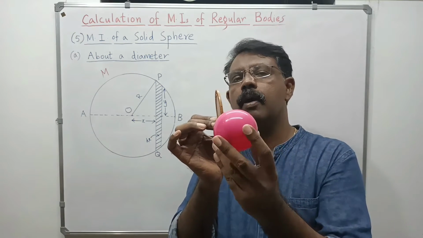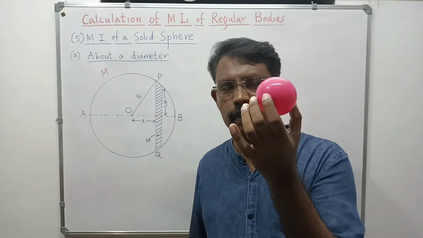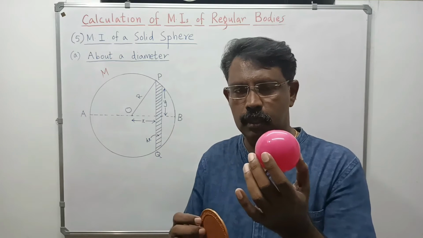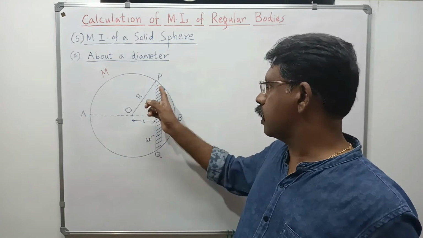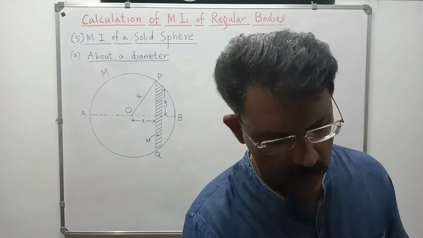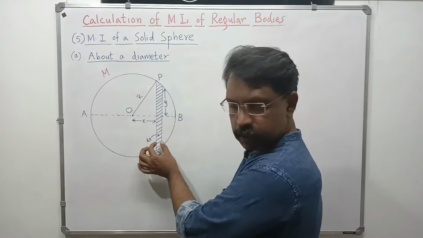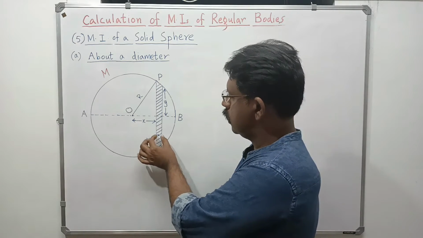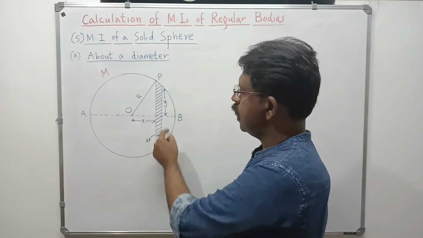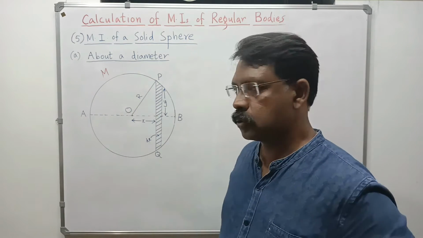Another disk I have, another disk I have, another disk I have. So I can imagine that this solid sphere is made up of a large number of disks. Such a disk I have drawn here. Such a slice, if I am slicing like this, I have a slice here which is PQ of width dx, at a distance x from the center of the solid sphere. So this is what we are considering.